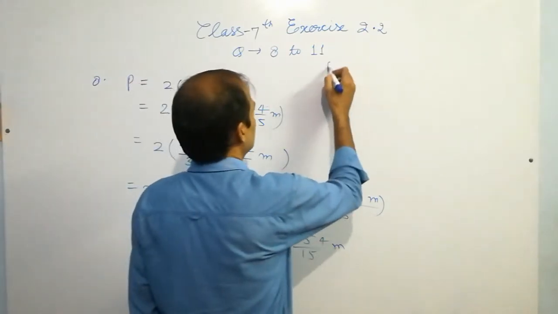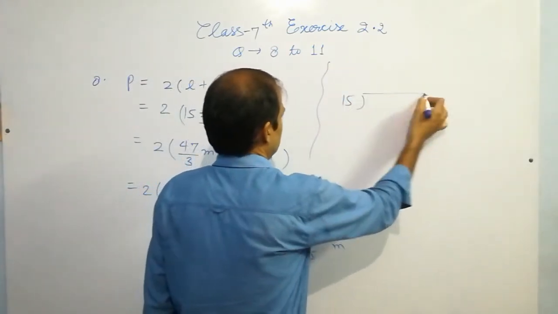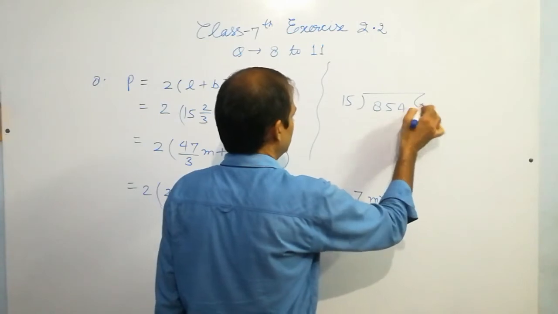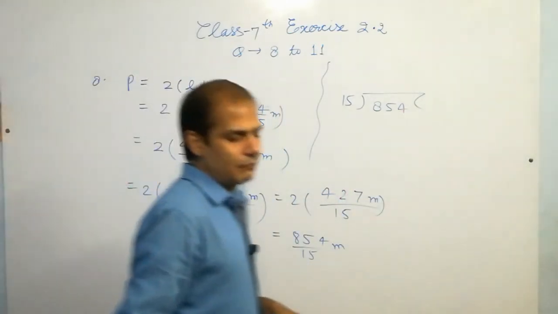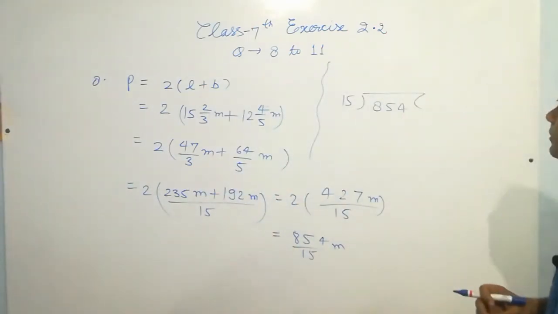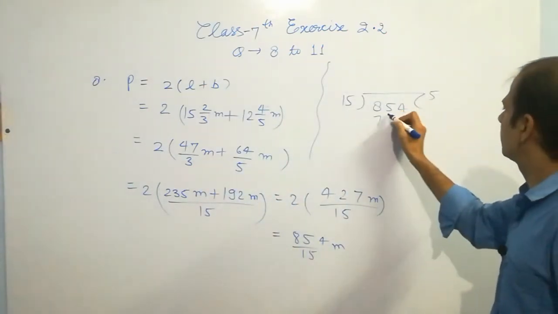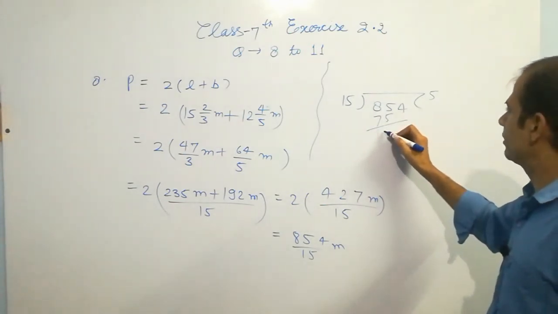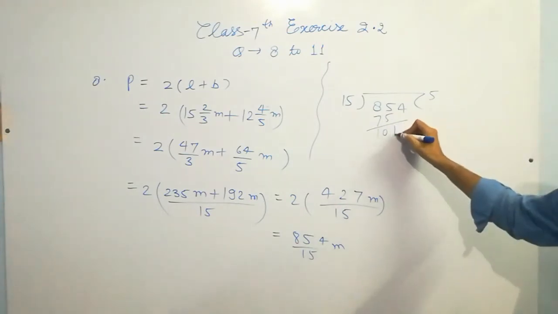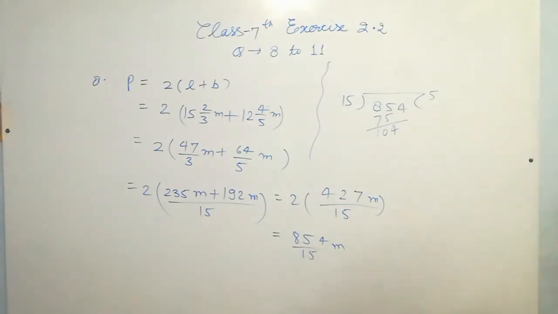So I am going to divide by 15. So it is 15 fives are 75 and the remaining, there is 10 remaining, copy 4. Now try to divide by 15. So if you remember the tables, it will be easier. Okay, so try with the table.